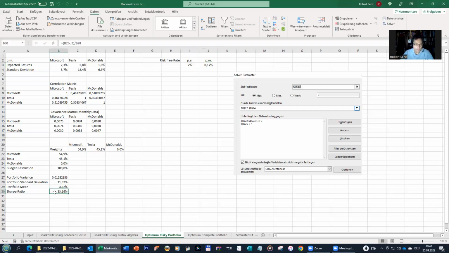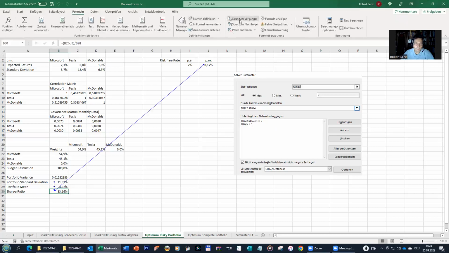Don't forget the Sharpe ratio is the essence, it's the angle of this tangency line, of this capital allocation line, of this straight line. We want to maximize that. Now we want to have as much extra return per risk as possible. So Sharpe ratio is defined as, it's also in my slides, you simply calculate it as portfolio mean minus the risk-free rate, this part here, divided by the standard deviation of the portfolio, B28.